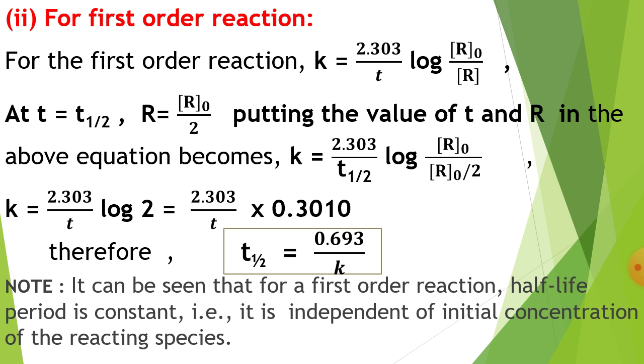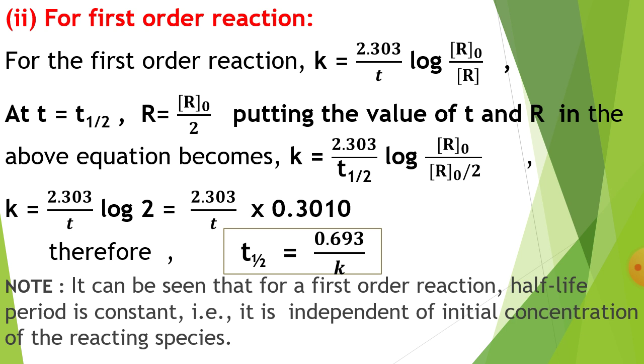On solving this, K equals 2.303 divided by T half times log 2. The value of log 2 equals 0.3010. This you have to learn. Now, by solving this, we get the answer T half equals 0.693 divided by K.